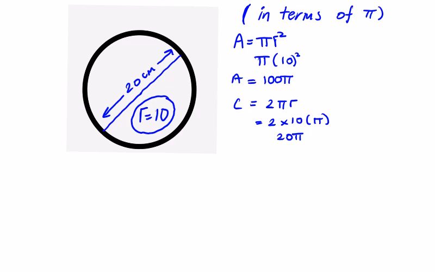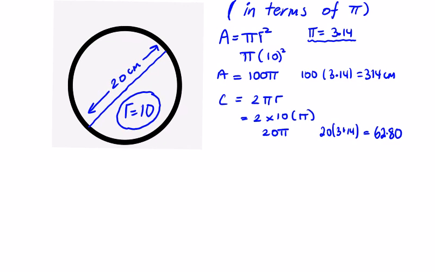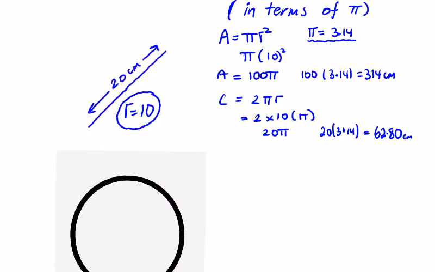Now, nice and easy. What about if pi was equal to 3.14? This just becomes 100 times 3.14, which is 314. And this becomes 20 times 3.14, which is equal to 62.80. Put your units in, centimeters squared and centimeters.